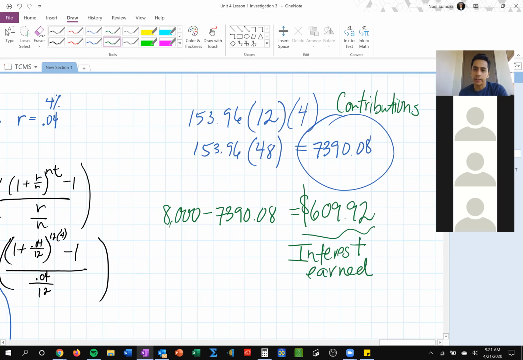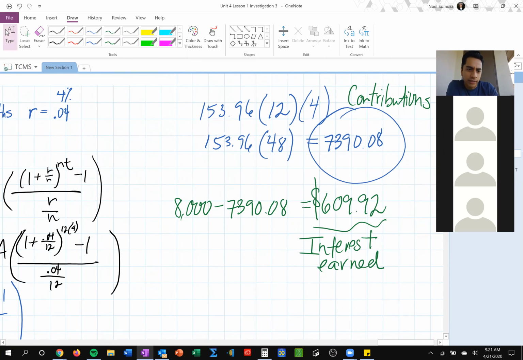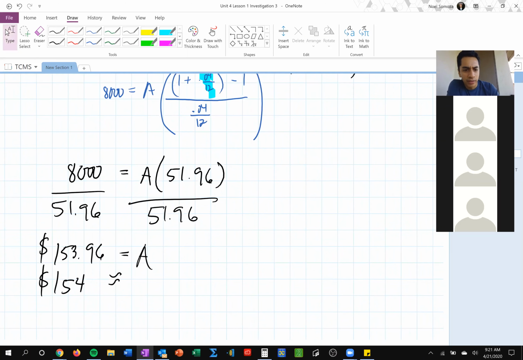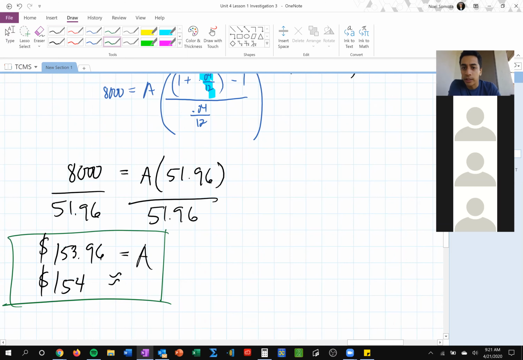And that's pretty much it, right? So if you ever get asked the question about how much your contributions are, you know that your contributions are based on what you're paying into the account monthly, right? That's always going to be your A value. The A value is not counting any interest. This is how much money that you yourself are putting into the account.